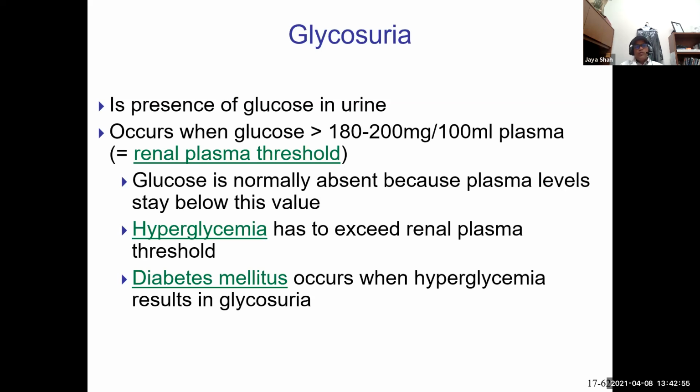and that occurs when glucose is more than 180 to 200 milligrams per 100 ml, and that is called the renal plasma threshold. Glucose is normally absent because plasma levels stay below this value. And hyperglycemia has to exceed the renal plasma threshold. Diabetes mellitus occurs when hyperglycemia results in glycosuria.